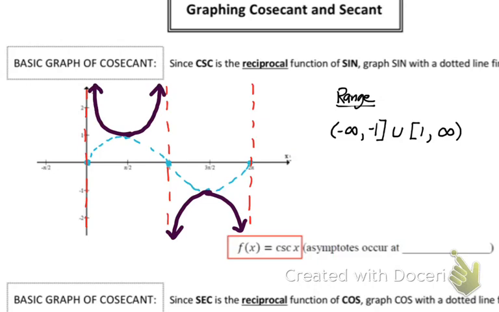Because we're going to say I have an asymptote at pi. I have an asymptote at 2 pi, at 3 pi, 4 pi, at 0 pi, at negative 1 pi, at negative 2 pi.